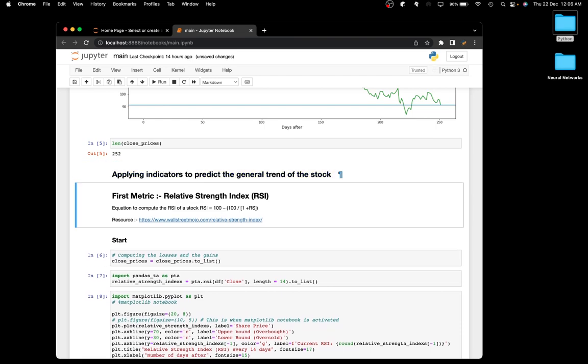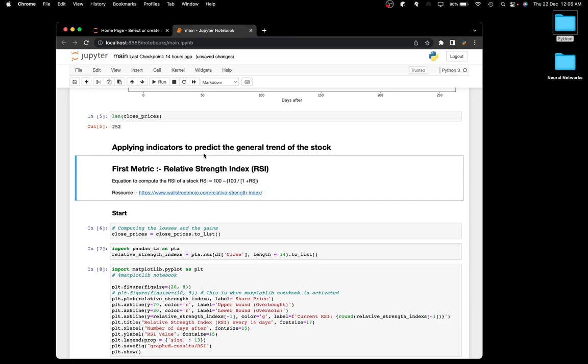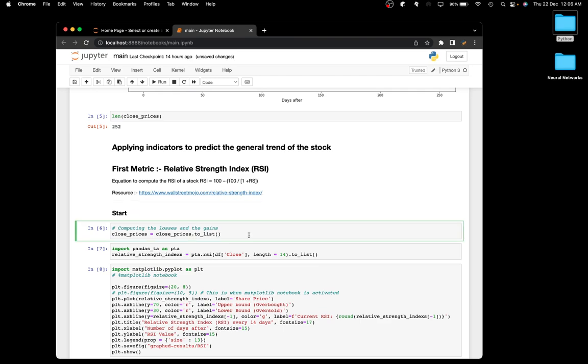Indicators. So the first metric indicator that I'm using is known as the relative strength index of the stock. Basically, what the relative strength index tells us, mainly, is whether a stock or any security or asset is overbought or oversold. Now, if you aren't very familiar with finance and stock markets, then you might be a little skeptical as to why this metric is even important.